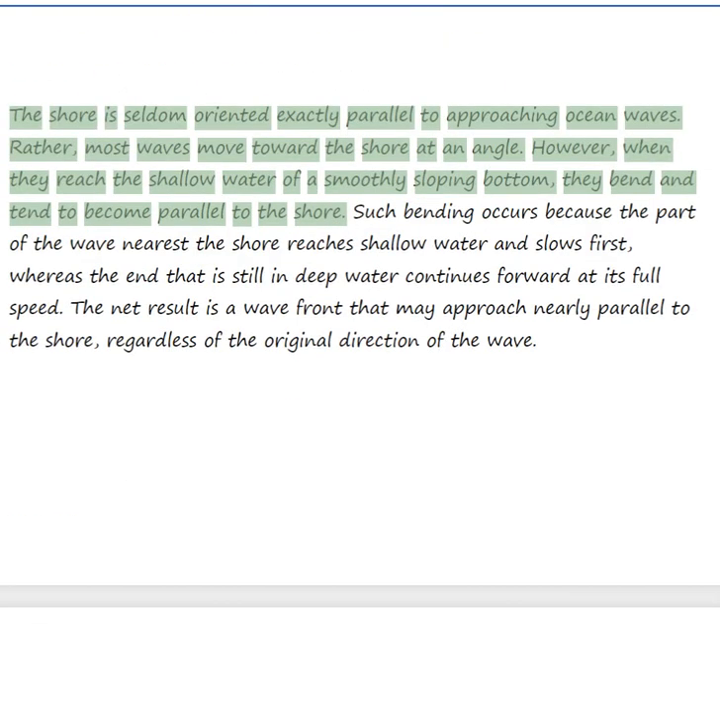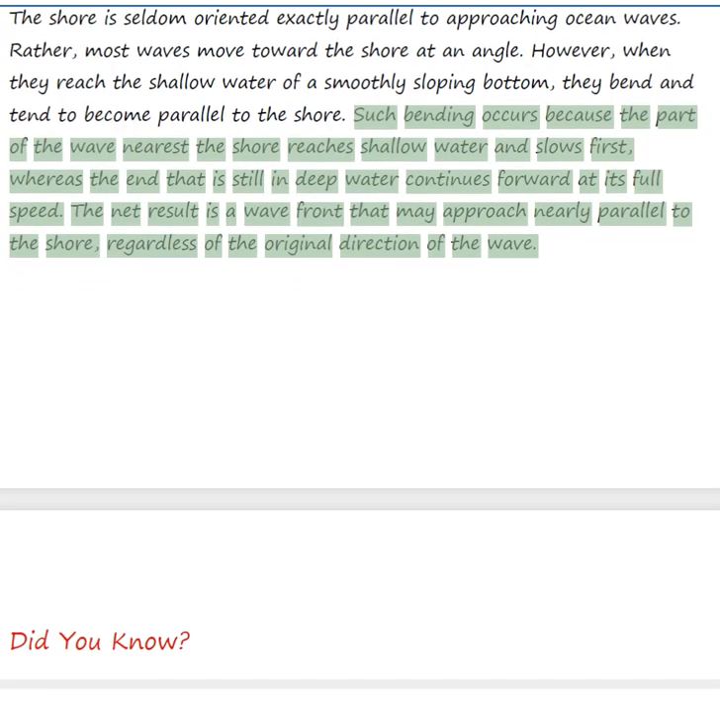The shore is seldom oriented exactly parallel to approaching ocean waves. Rather, most waves move toward the shore at an angle. However, when they reach the shallow water of a smoothly sloping bottom, they bend and tend to become parallel to the shore. Such bending occurs because the part of the wave nearest the shore reaches shallow water and slows first, whereas the end that is still in deep water continues forward at its full speed. The net result is a wave front that may approach nearly parallel to the shore, regardless of the original direction of the wave.